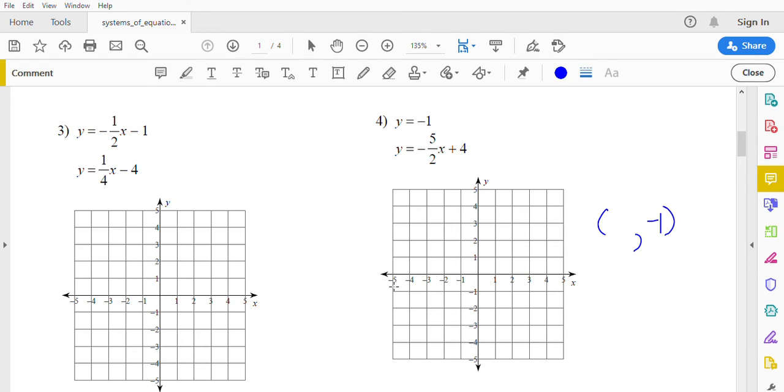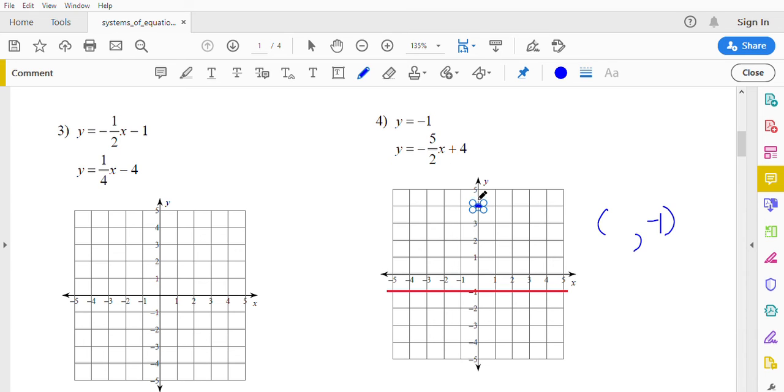So this is the line, y is equal to -1 right there. Okay, and why? Because every single point on that line has y equal to -1. This is -5, -1, -4, -1, -3, -1, and so on and so forth. So all of these points have one thing in common, and that is that their y value is equal to -1. Okay. This other one, we're going to graph as usual. We're going to start at 4. Okay, and our slope is -5 over 2.